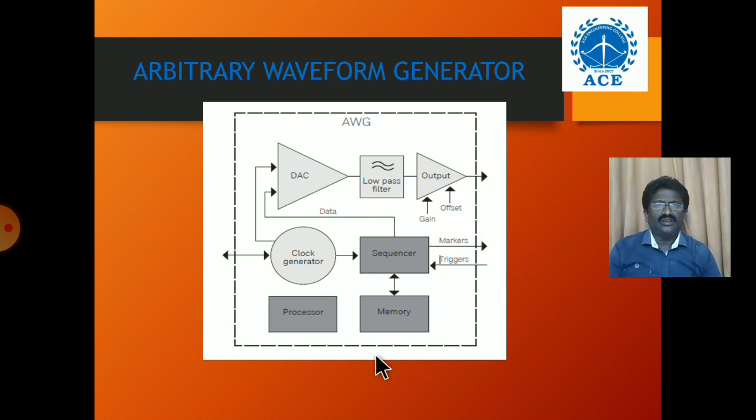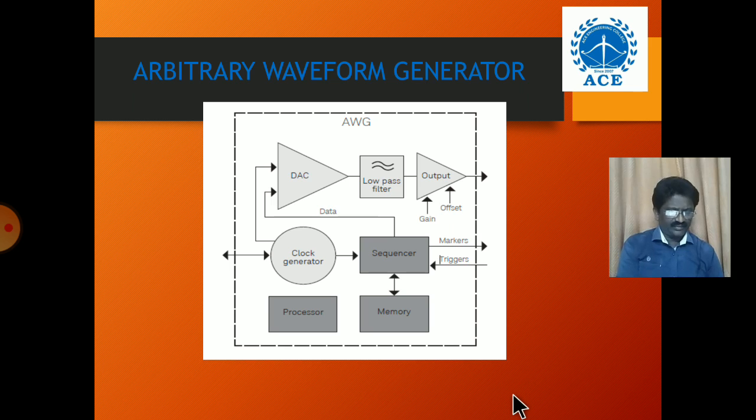So now I am going to explain the arbitrary waveform generator. This is the basic block diagram for the arbitrary waveform generator. So actually, it has the first block as a digital to analog converter and one clock generator. This is the processor and memory, sequencer and low pass filter. So finally you have to take output from this block. You can observe some markers also like this.